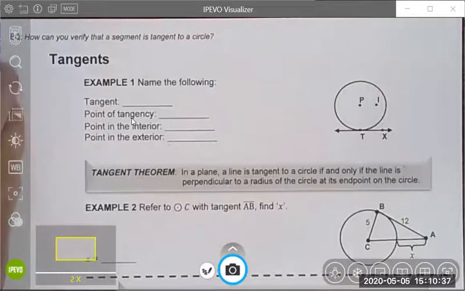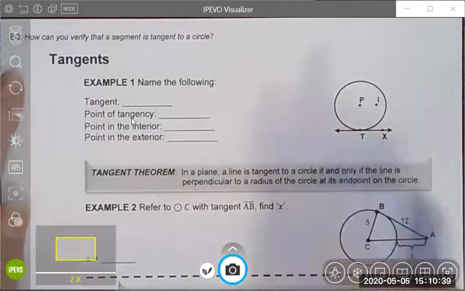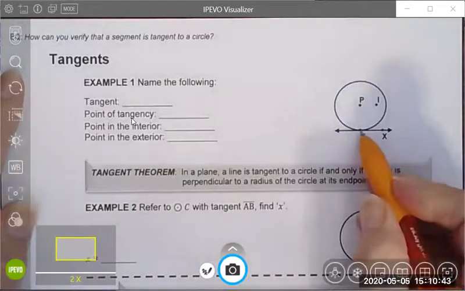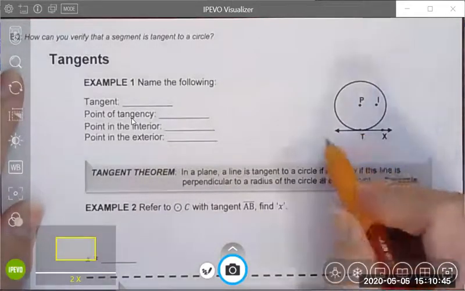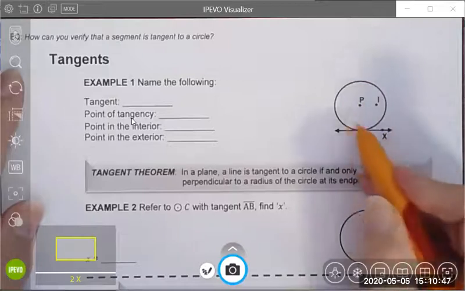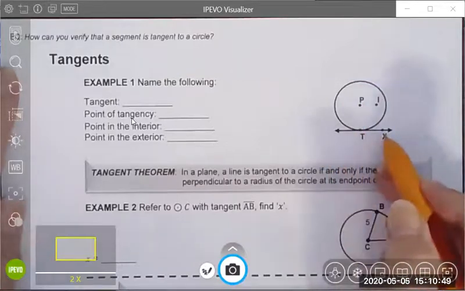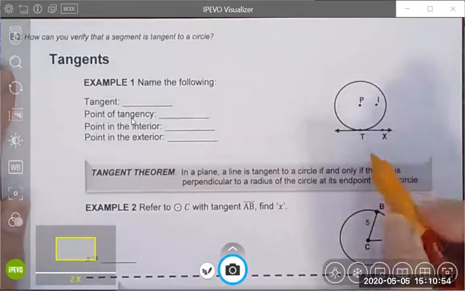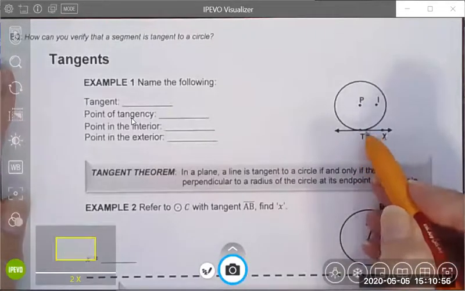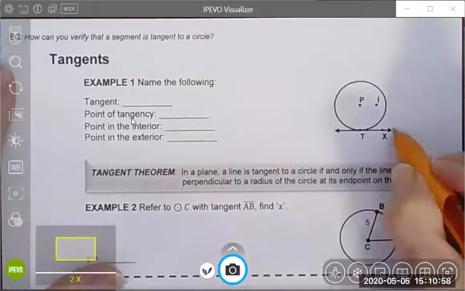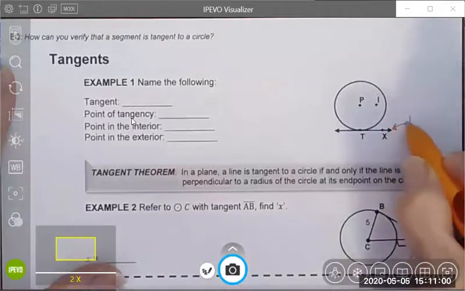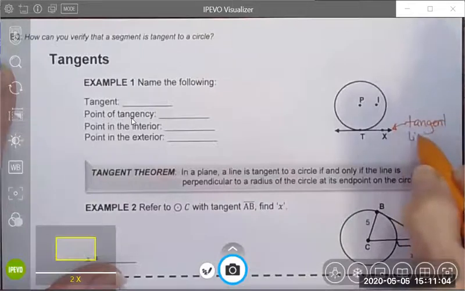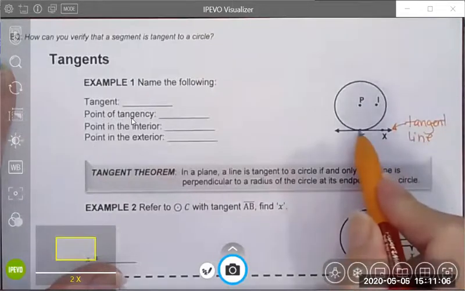Let's start with some vocabulary. So a tangent actually is this line that touches the circle in exactly one point. So think of it as the wheel of a tire touching the road surface. Or if that looks like it would probably touch in more than one place, think of a ping pong ball rolling across a ping pong table. So this is actually a tangent line, and it touches the circle at point T.